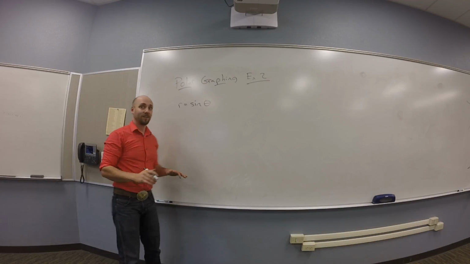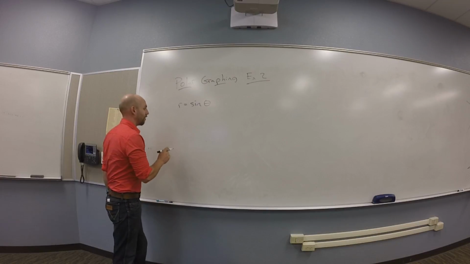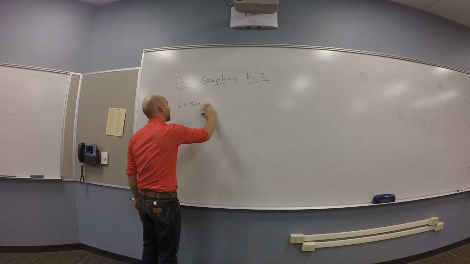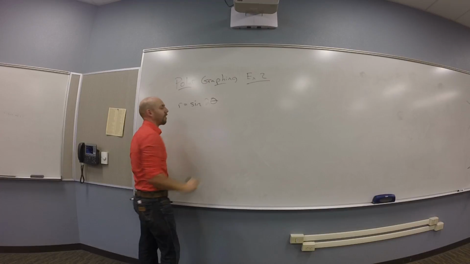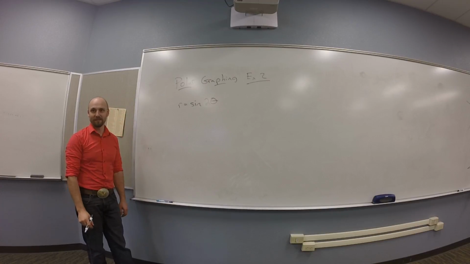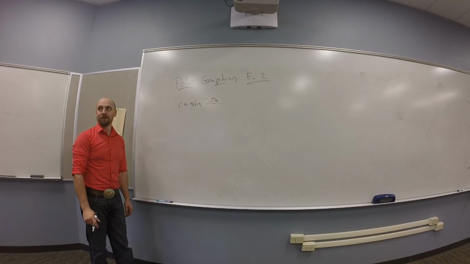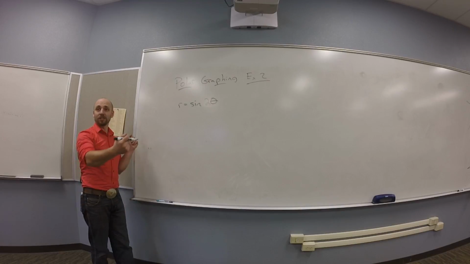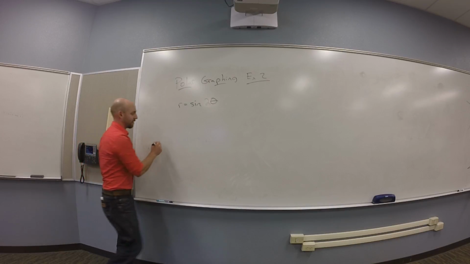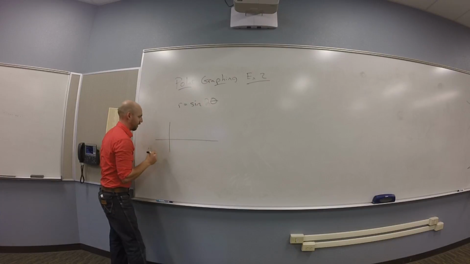Okay, so let me pick something a little bit harder just so I can show you something cool. So let's pick r is sine of 2 theta. That's after the rule, so it's a horizontal compression. So this got compressed horizontally, so those are half of it.